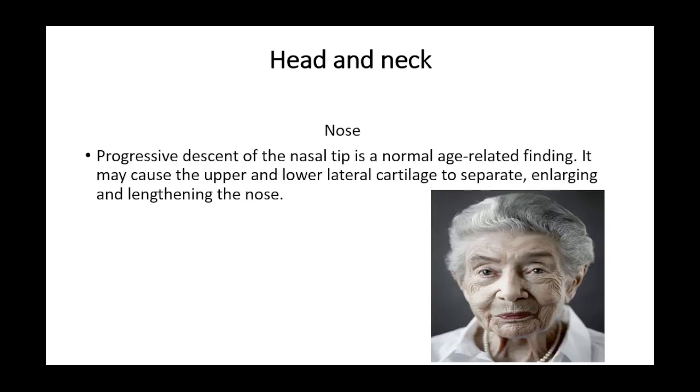Progressive descent of the nasal tip is a normal age-related finding. It may cause the upper and lower lateral cartilage to separate, enlarging and lengthening the nose.